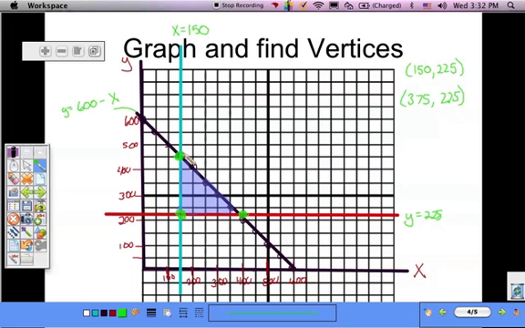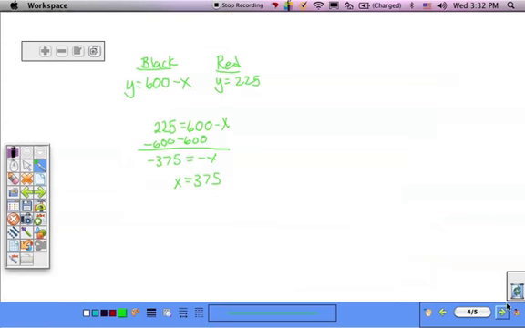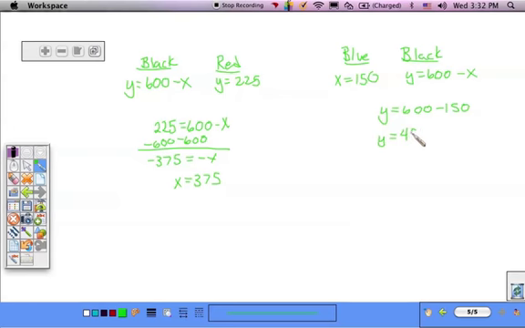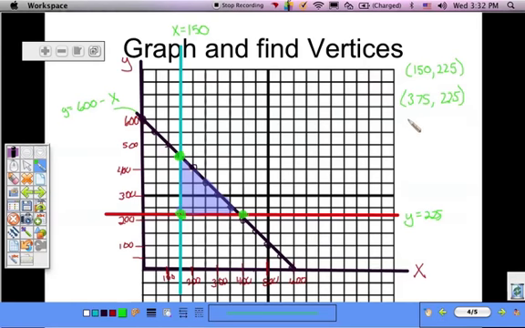And then our third point of intersection up here is with the blue and the black line. So we have blue and black, and our equation is y equals 600 minus x, and this one was x equals 150. We'll plug in our x value. We know y is 600 minus 150, or y is 450. So our final coordinate is 150 and 450.